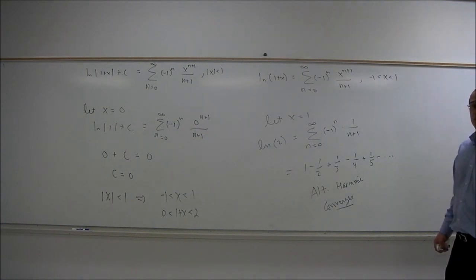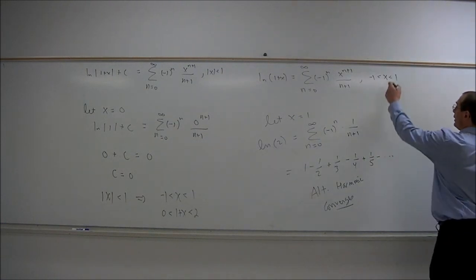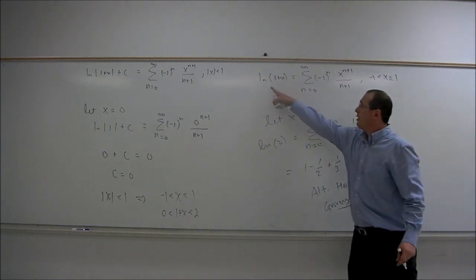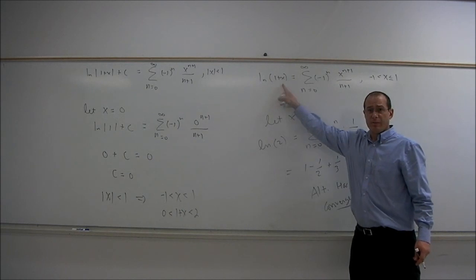So the interval of convergence of the power series is actually x bigger than negative 1, less than or equal to 1. When x equals negative 1, then we have issues here with the log of 0 being undefined.